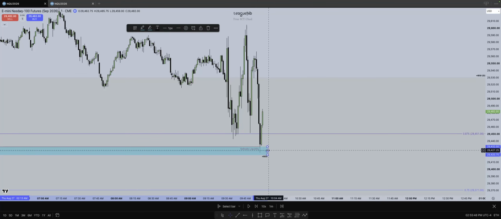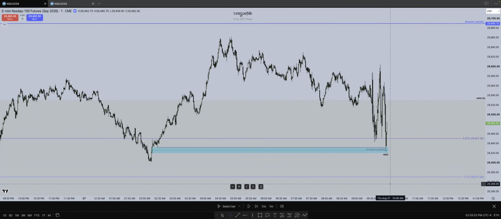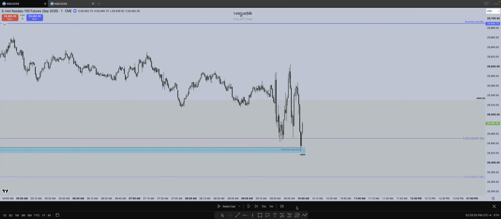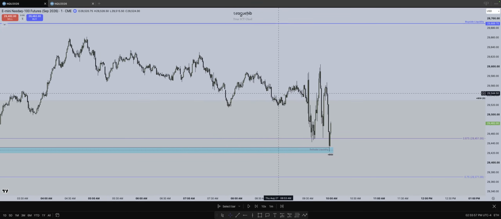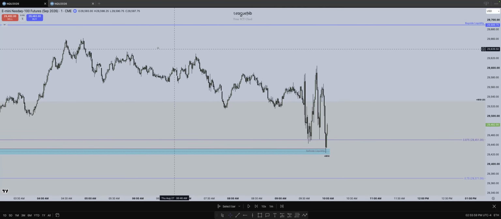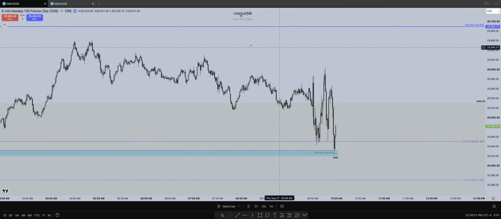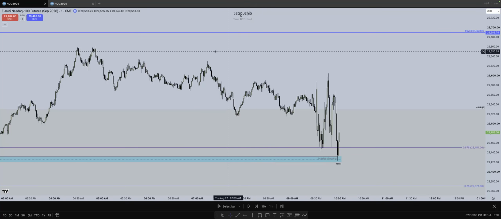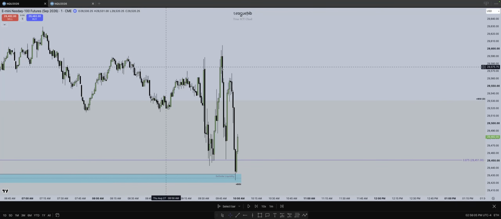Mind you, in order to trust a setup like this, you have to have a predisposition that price still wants to run higher. All of this choppy back and forth seek and destroy price action does not make me abandon that these highs are the draw. These highs are still very clearly the draw, which is why I'm able to trust this setup still.